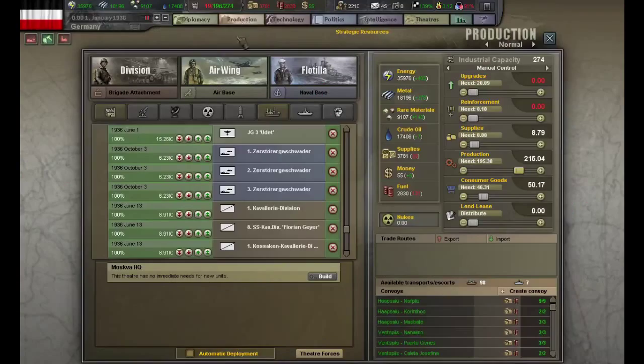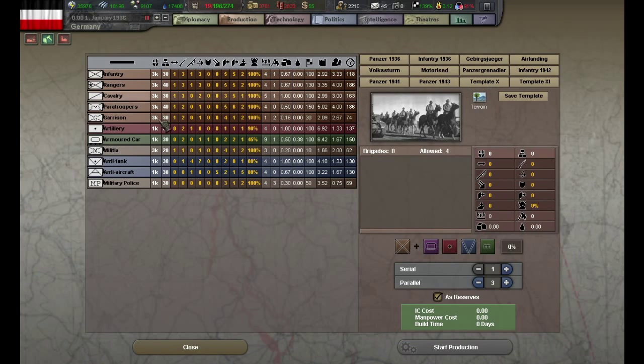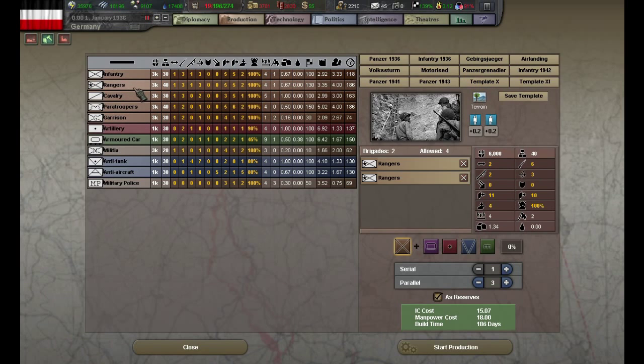So, at this point, well, let's talk about Rangers. Let's talk about special units. All of these special units are based off of a percentage of your army. So, well, let's just try stuff right now.